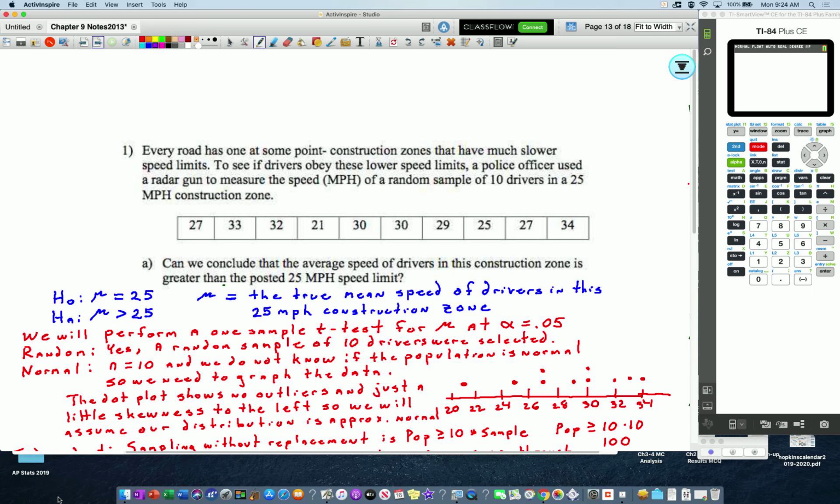So anyway, getting back to the problem, to see if drivers obey these lower speed limits, a police officer used a radar gun to measure the speed in miles per hour of a random sample of 10 drivers in a 25-mile-an-hour construction zone. So here are their 10 speeds. The question is, can we conclude that the average speed of the drivers in this construction zone is greater than the posted 25-mile-an-hour speed limit?